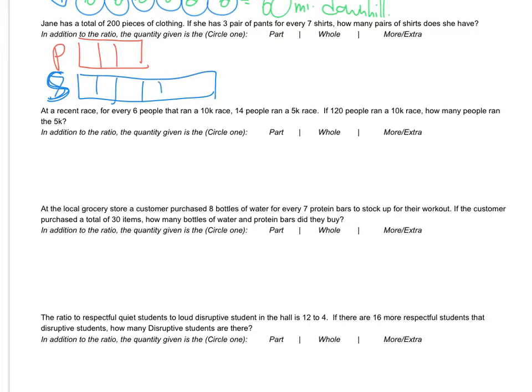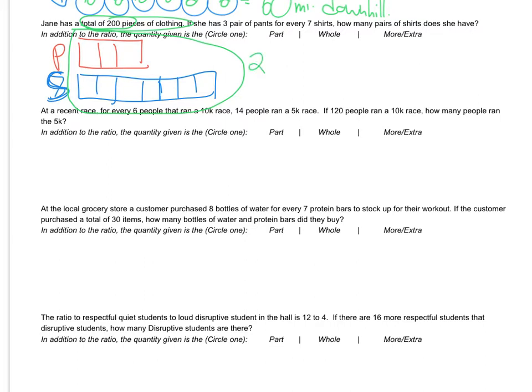1, 2, 3, 4, 5, 6, 7. Okay, so 3, 2, 7. And then it says a total of 200 pieces of clothing. So what is the total amount of clothing? Well, the total amount of clothing would be the pants and the shirts. So all of this is all 200.